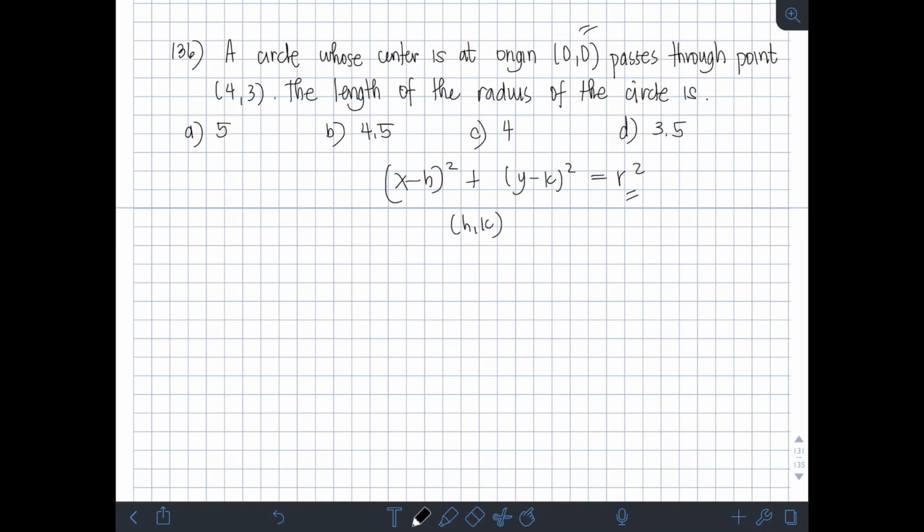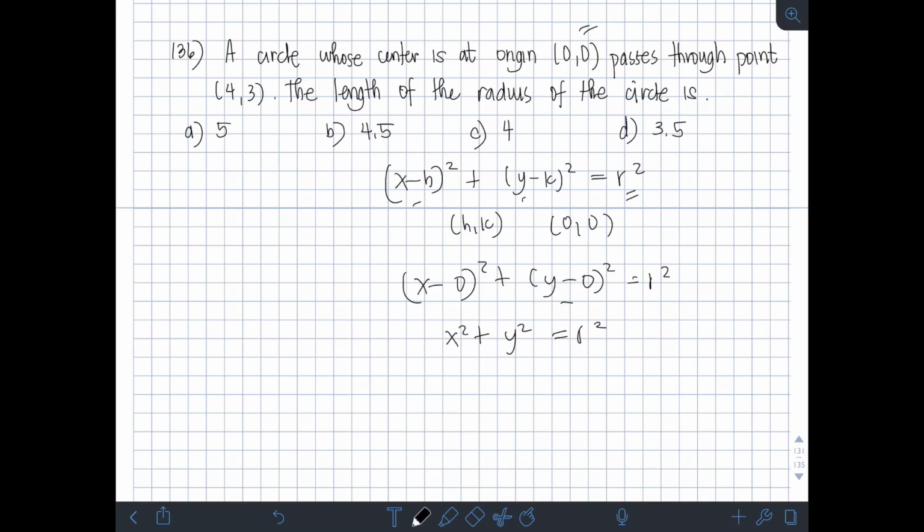So, given yung center natin as the origin. So, therefore, yung h, k natin is 0, 0. So, substitute natin. So, (x minus 0) squared plus (y minus 0) squared equals r squared. Or dahil x minus 0 sila pareho, parang x squared plus y squared na lang equals r squared.